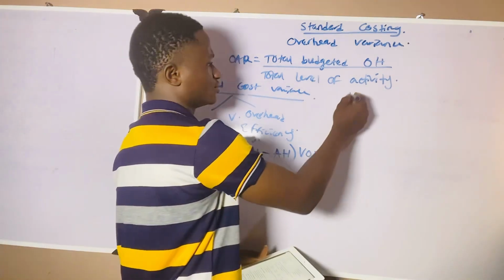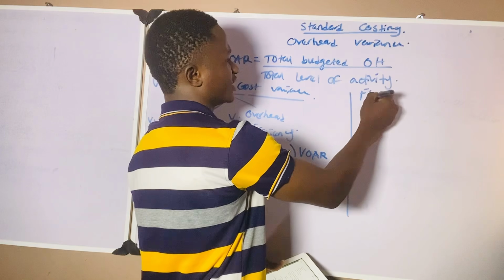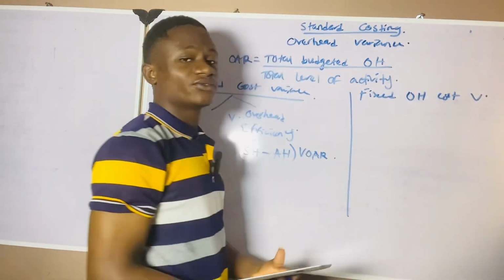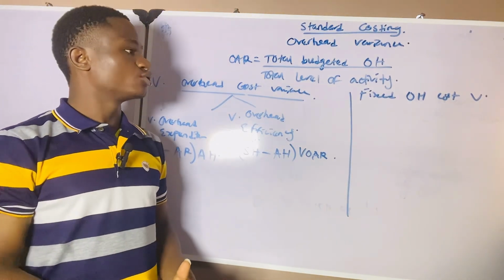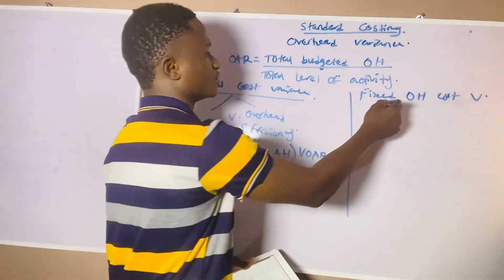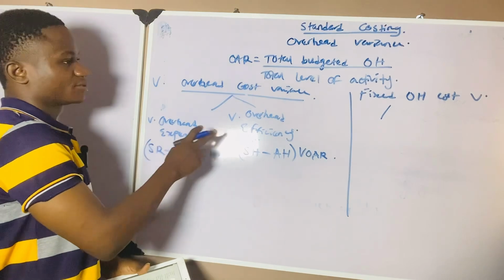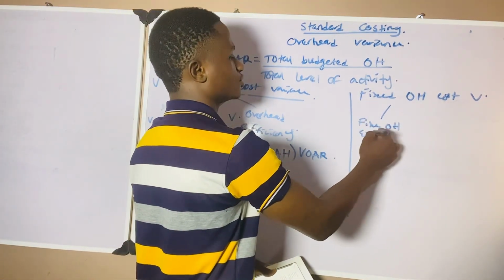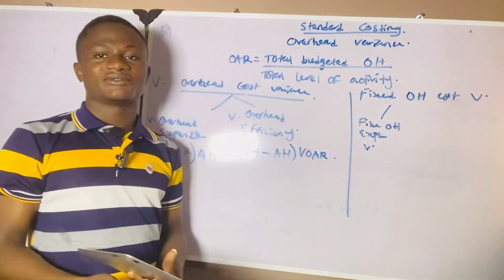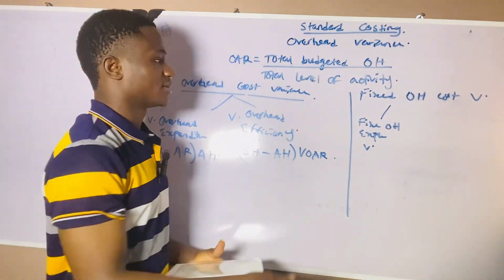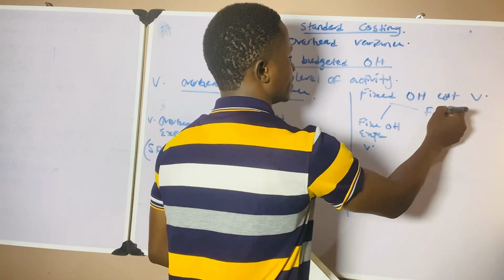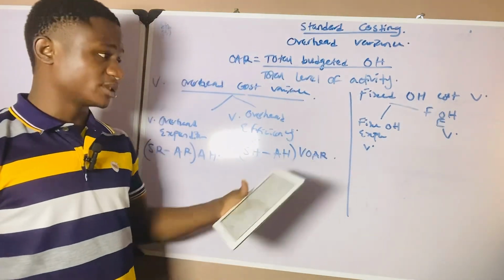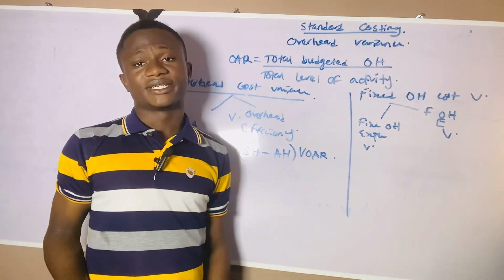So let's go. When it comes to fixed overhead cost variance, there are also two. It's also divided into two. So we have the fixed overhead expenditure variance, and we have the fixed overhead efficiency variance. Sorry, I have to shorten it because my body is not long enough to cover that.